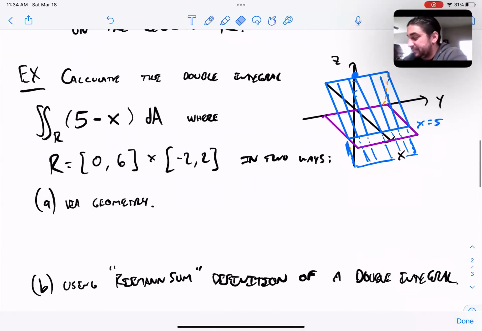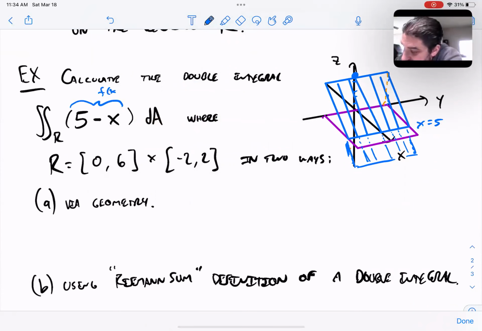So say we do this with geometry. Here I have a plane, right? In this example, this is my surface, right? f of x, y would be 5 minus x, right? That's your integrand, the function f. And here, this is a plane, right? It's a plane with slope 0 in the y direction and slope -1 in the x, right? Those are the partial derivatives. And it has intercept of 5, the z-intercept. Right? So this is our plane.